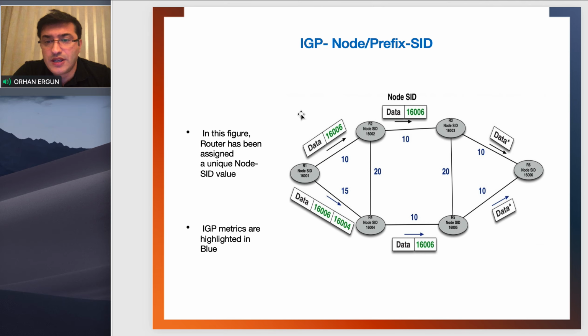In this figure, routers have been assigned unique node SID values. Traffic goes from the source R1 to the destination R6. We assign a node SID value on each and every router, as you can see: 16,001, 2, then 3, 4, 5, and 6 for router 6. And then we also assign an IGP metric value, IGP cost: 10, 10, 10, 15, as you can see.